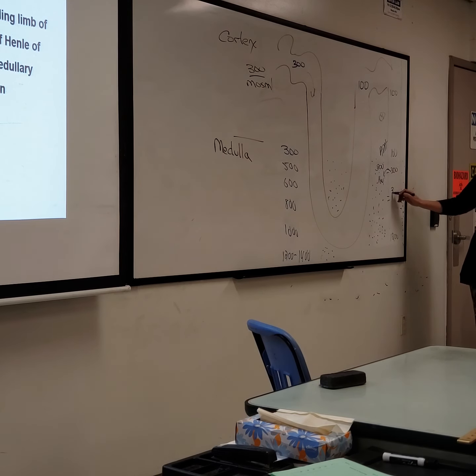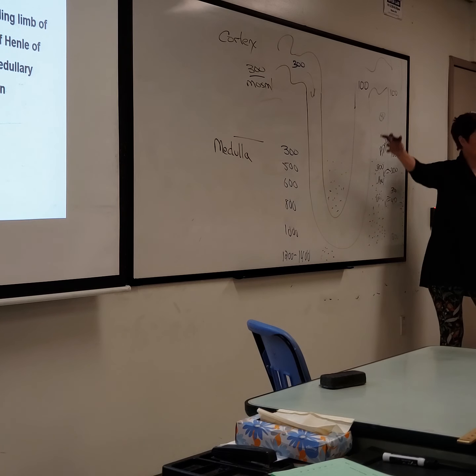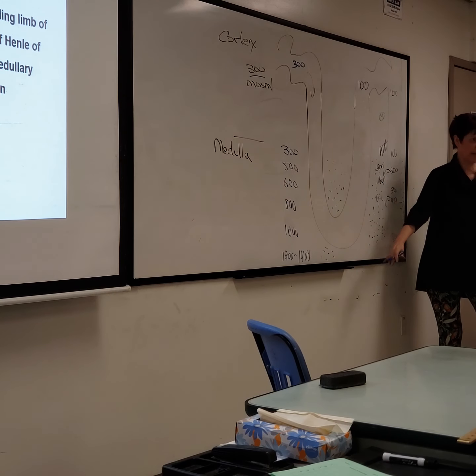So now it moves down here, where it's 600 milliosmoles outside. Again, depending on how many water channels there are, if there's a lot, it'll completely equilibrate. If there's not a lot, it might go to 450 because of the water that moves out. So the whole purpose of our nephron loop is to set up this gradient. That's maintained.